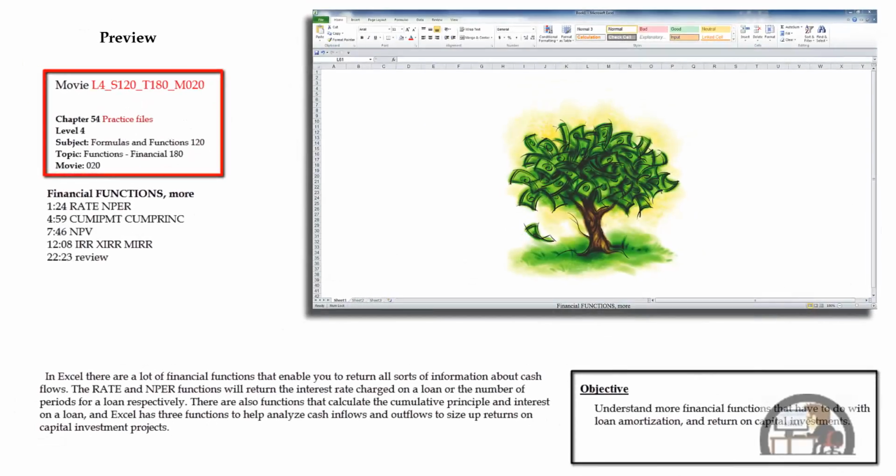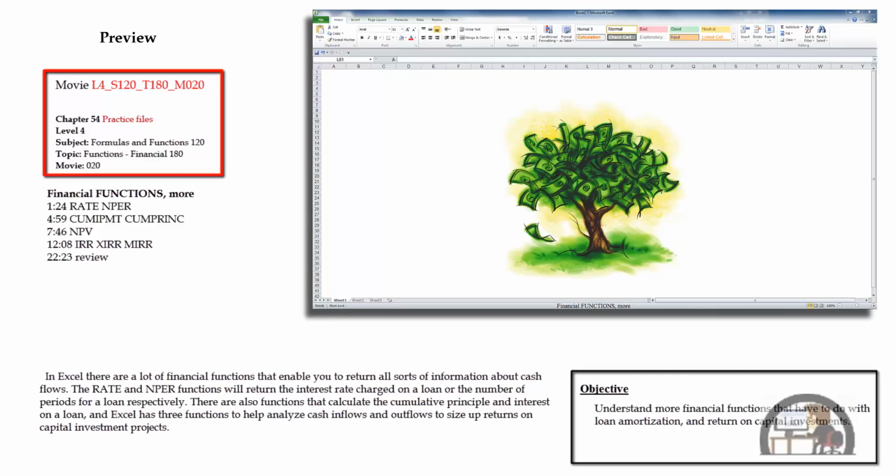More financial functions, beginning with RATE and NPER. Provided you define the other parameters of a loan, the RATE function will return the rate that's being charged for the loan. Same thing is true for the NPER, the number of periods. Provided you know some of the other parameters for a loan, it'll return the number of periods that it'll take to pay off a given loan at a given rate for a given payment.